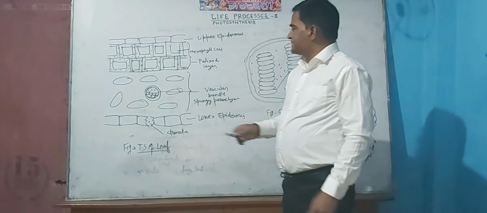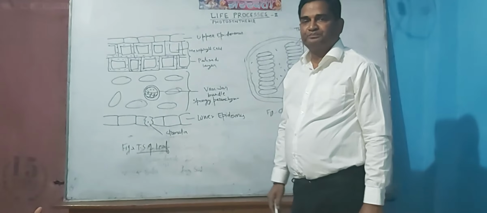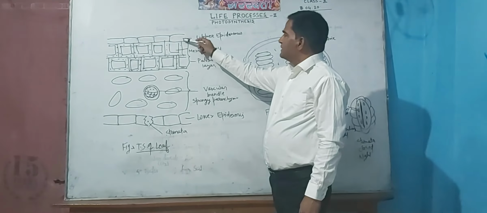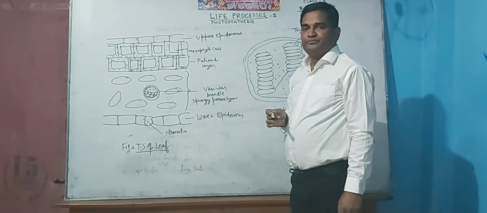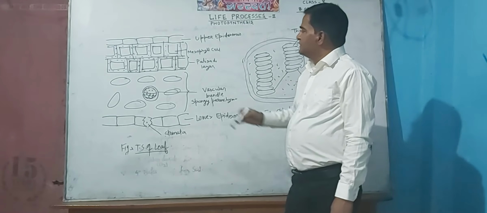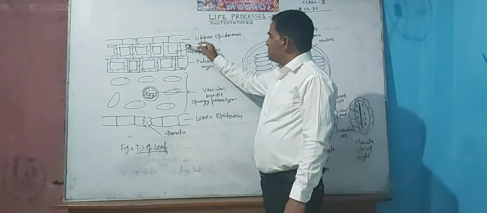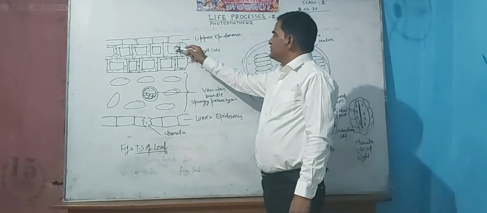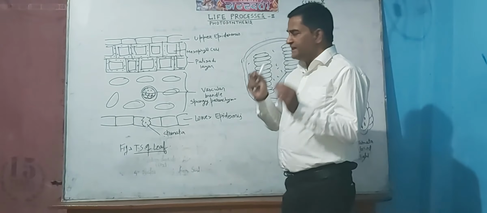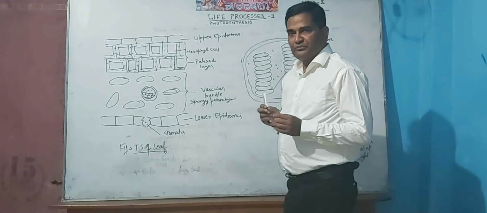Number one is the transverse section of leaf. When we observe the transverse section of leaf, the upper part is called epidermis and the lowermost part is called lower epidermis. The second important layer is the palisade layer, which contains mesophyll cells. And these mesophyll cells are the main center for photosynthesis.